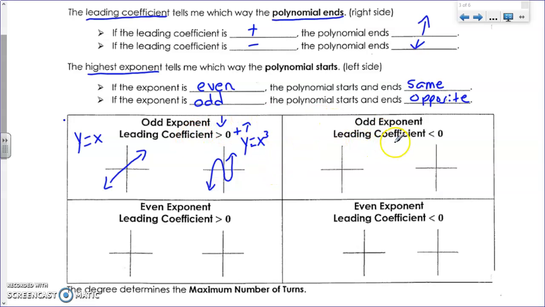Now the difference between this one and here, the leading coefficient is less than 0, so that means we're going to have a negative a. So instead of ending up, we're going to end down, and then we're going to start up. So in here, negative slope, and then our cubic function, the opposite. Since it's less than 0, end down.